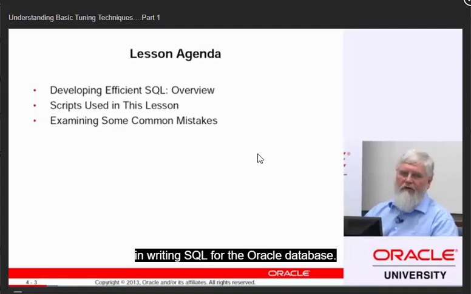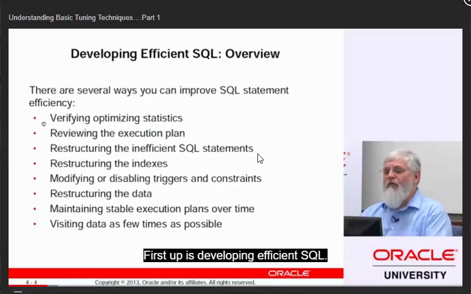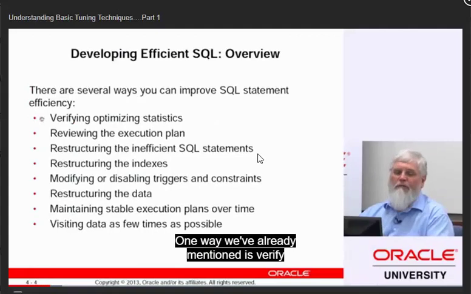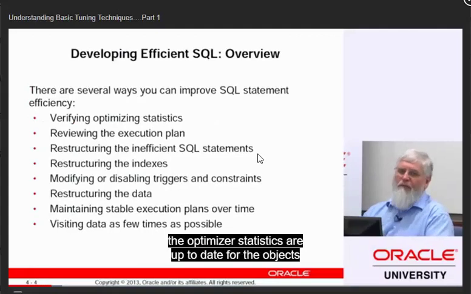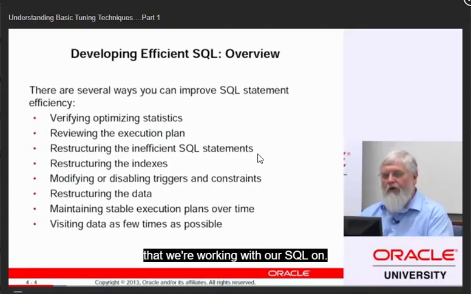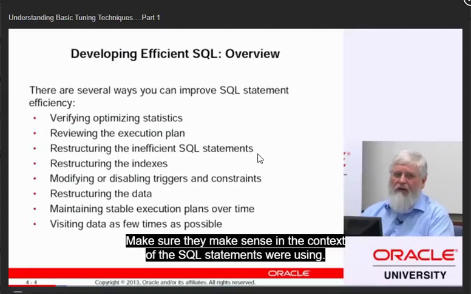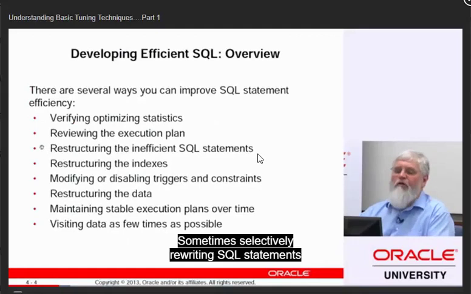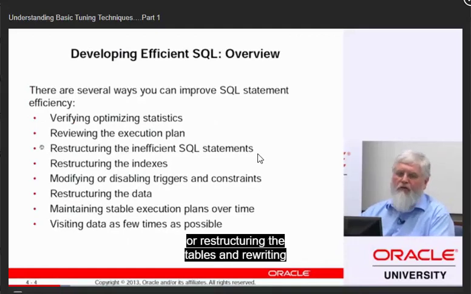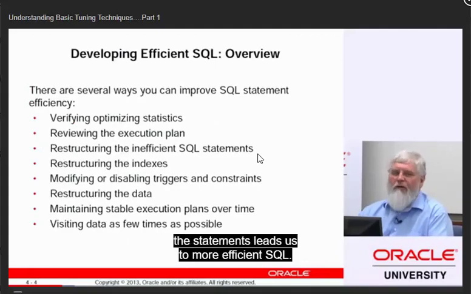Okay. First up is developing efficient SQL. There are several ways you can view it. One way we've already mentioned is to verify the optimizer statistics are up to date for the objects that we're working with in our SQL. Another one is to review the execution plan and make sure it makes sense in the context of the SQL statements we're using. Sometimes selectively rewriting SQL statements, or restructuring the tables and rewriting the statements, leads us to more efficient SQL.